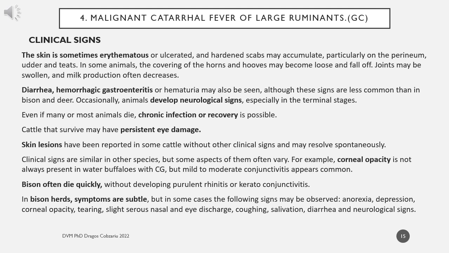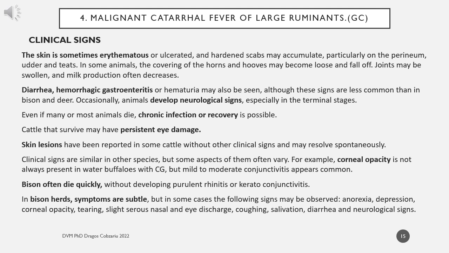Diarrhea, hemorrhagic gastroenteritis or hematuria may also be seen, although these signs are less common than in bison and deer. Occasionally, animals develop neurological signs, especially in the terminal stages. Even if many or most animals die, chronic infection or recovery is possible. Cattle that survive may have persistent eye damage. Skin lesions have been reported in some cattle without other clinical signs and may resolve spontaneously.